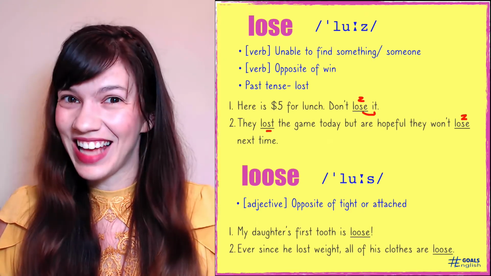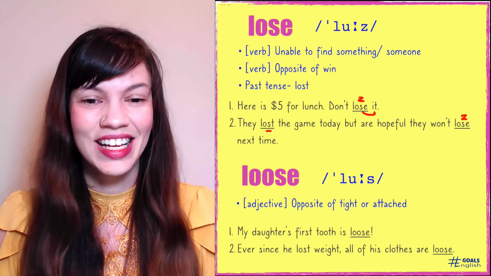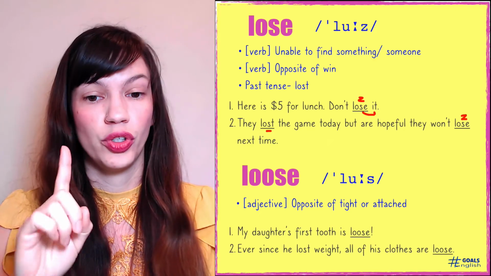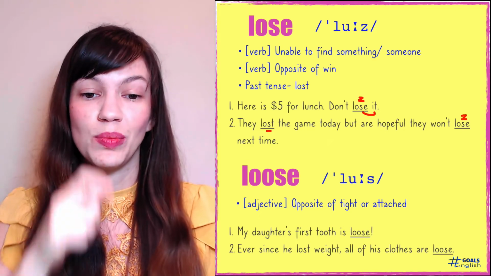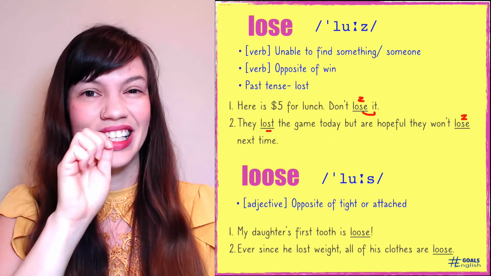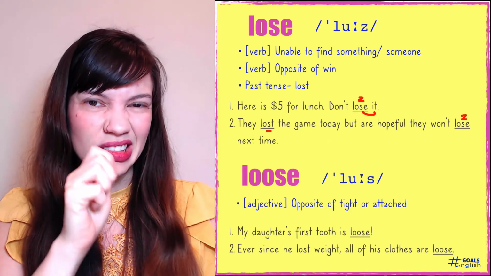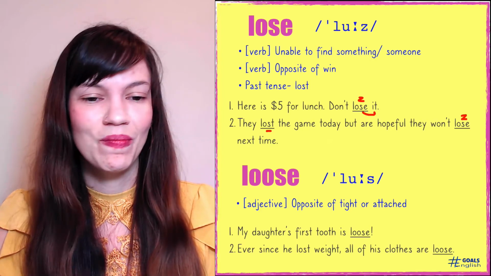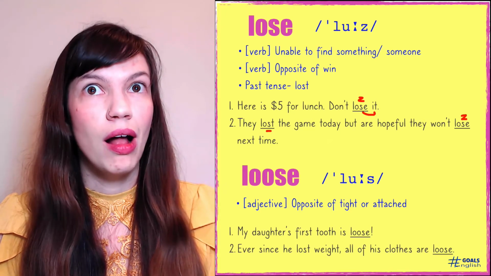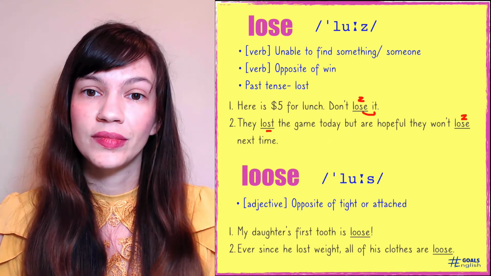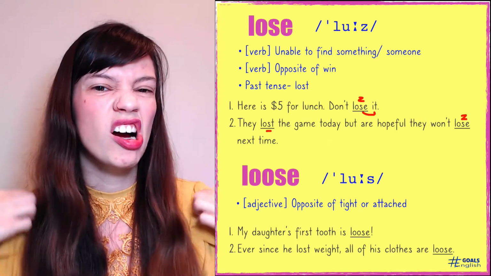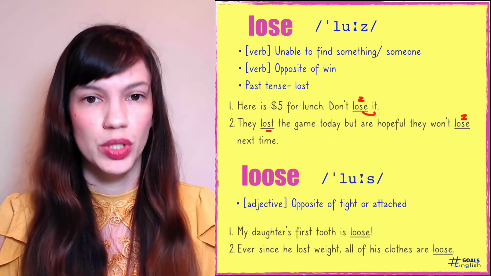So usually this is exciting, right? Her first tooth. And if she lost it, right? She lost her first tooth. So here's a little confusing because you can lose your tooth, but before you lose it, it is loose, right? It wiggles. Loose tooth. Number 2, ever since he lost weight, all of his clothes are loose, right? So he lost weight and now his old clothes are loose. They're big on him, loose.